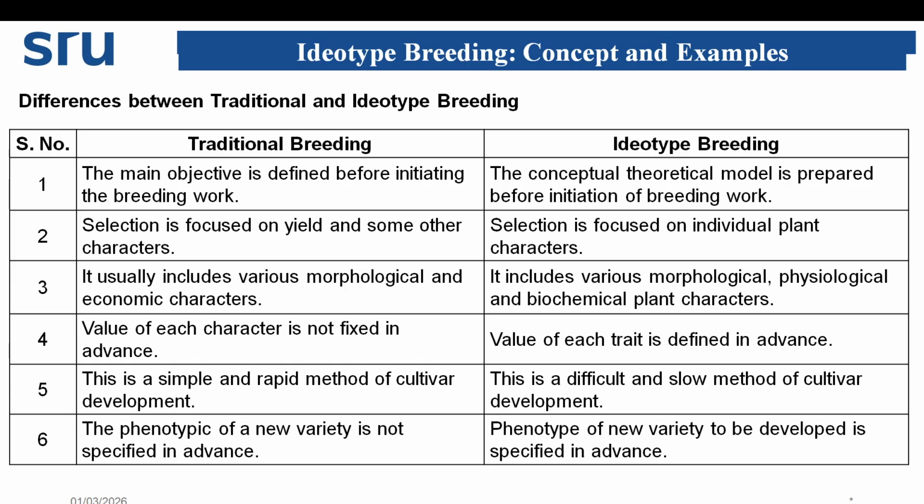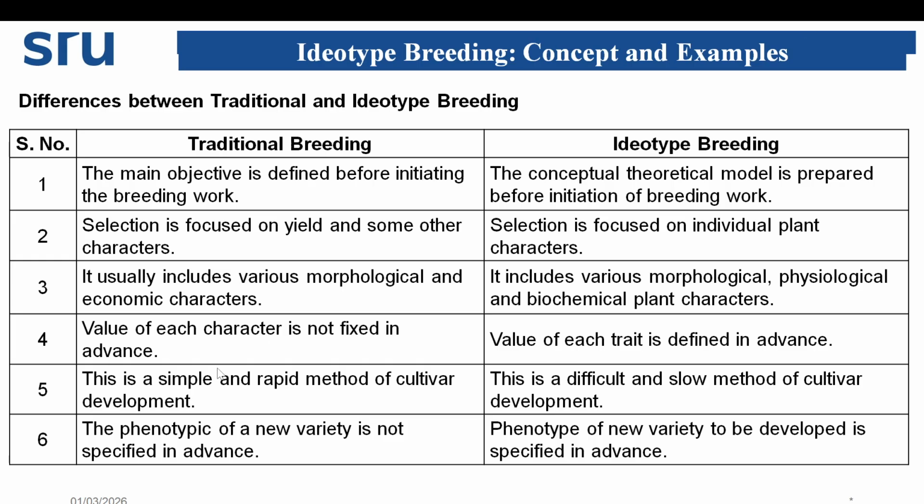Now lastly, we will see the differences between traditional and ideotype breeding. So the main objective of traditional breeding is defined before initiating the breeding work. Similarly, in ideotype breeding, we need to prepare a conceptual theoretical model, right? So in traditional breeding, selection is focused on yield and some other traits. Whereas in ideotype breeding, selection is focused on individual plant characters.